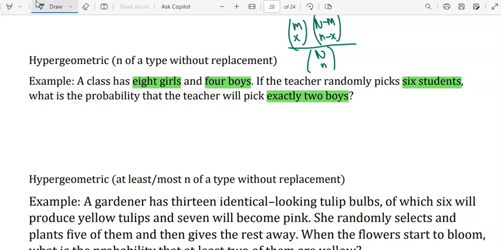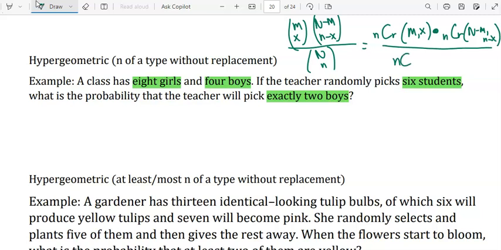What you'll want to write out is the numbers for each of the variables. We have m, x, capital N, lowercase n. And you will rewrite these as NCR of m comma x times NCR of n minus m comma lowercase n minus x, divided by NCR of capital N comma lowercase n. This is how the calculator on Desmos will read the formula.